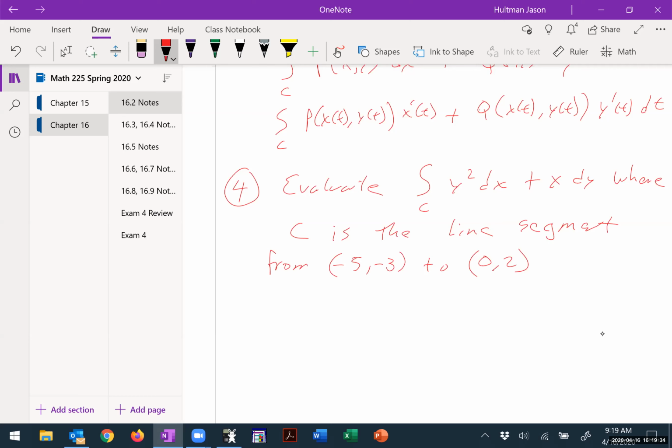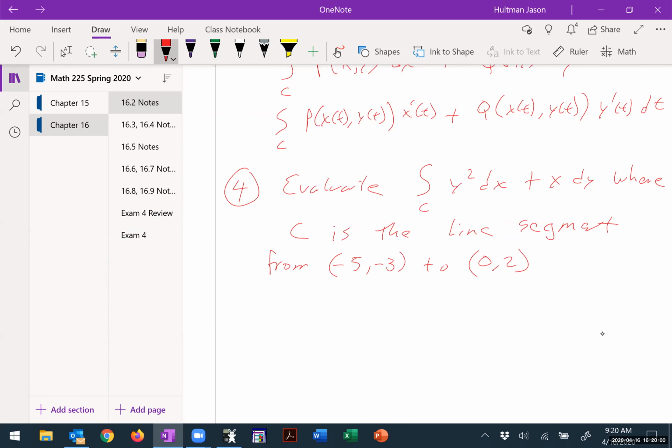How did we parametrize a line segment again? How did we make a parametric form of a line segment? And again, this is in 3 space, not in 2 space. What was a line in 3 space? How did we parametrize a line in 3 space?